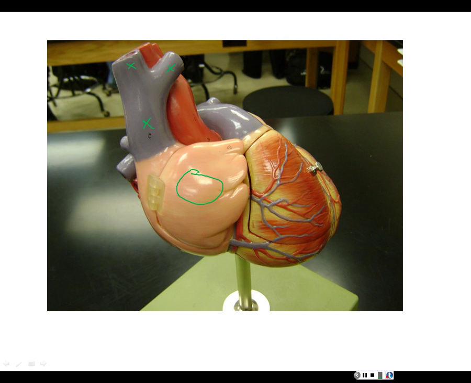We can see a piece of the aorta coming up from the left ventricle, and we can see the pulmonary trunk. We see a small piece of the right coronary artery coming down. The rest of it is sitting behind this auricle. And if you open that auricle on the model, you can see the intact coronary artery.